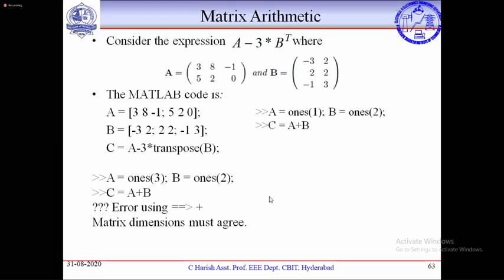A equal to ones of 1, B equal to ones of 2, C equal to A plus B. What will be the answer here? No, tell me the answer here. Not possible, sir. Not possible. How many of you are saying not possible?